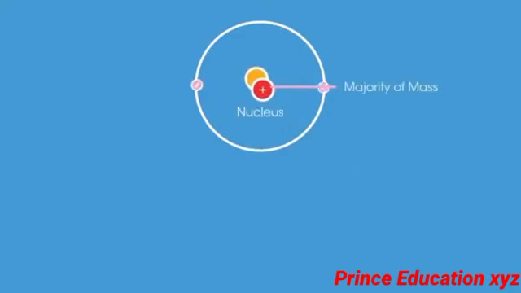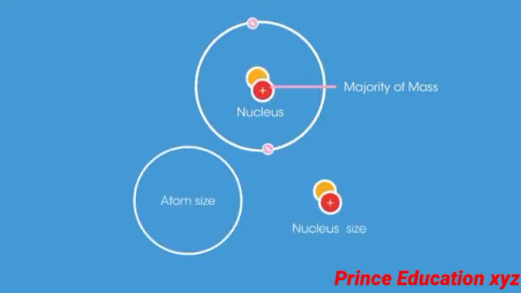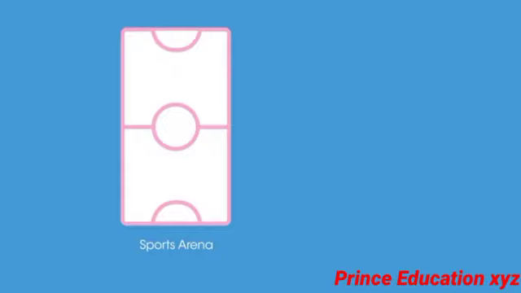So the majority of the mass of an atom is contained in its nucleus. But in terms of size, the nucleus is much smaller than the atom as a whole. In fact, electrons can orbit really far away from the nucleus. If the atom was the size of a sports arena, the nucleus would be the size of a pea in the middle.